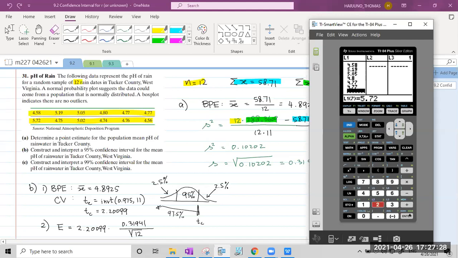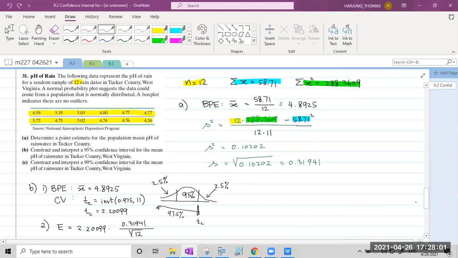5.72 is the seventh data. 4.75 is the eighth data. 5.02 is the ninth data. 4.74 is the 10th data. 4.76 is the 11th data. 4.56 is the 12th data. So now I already input all 12 data.